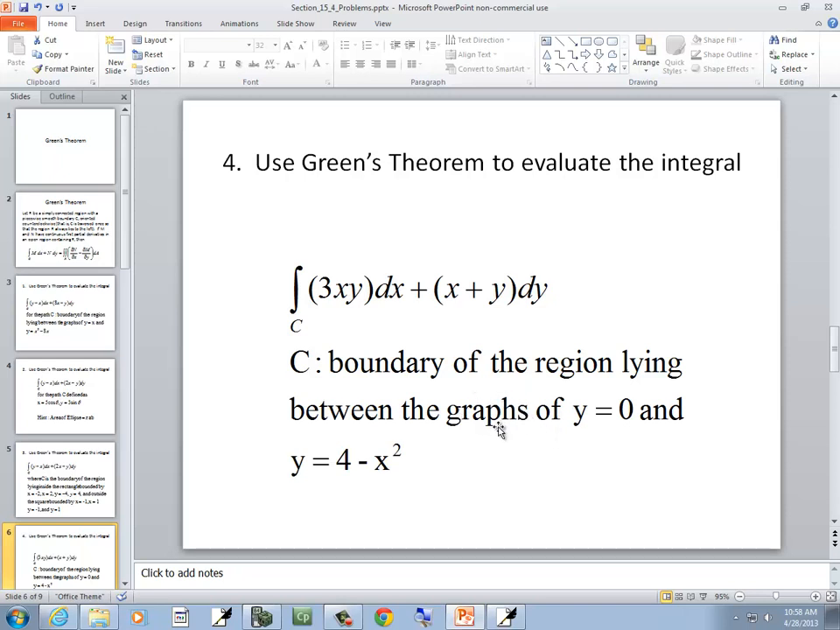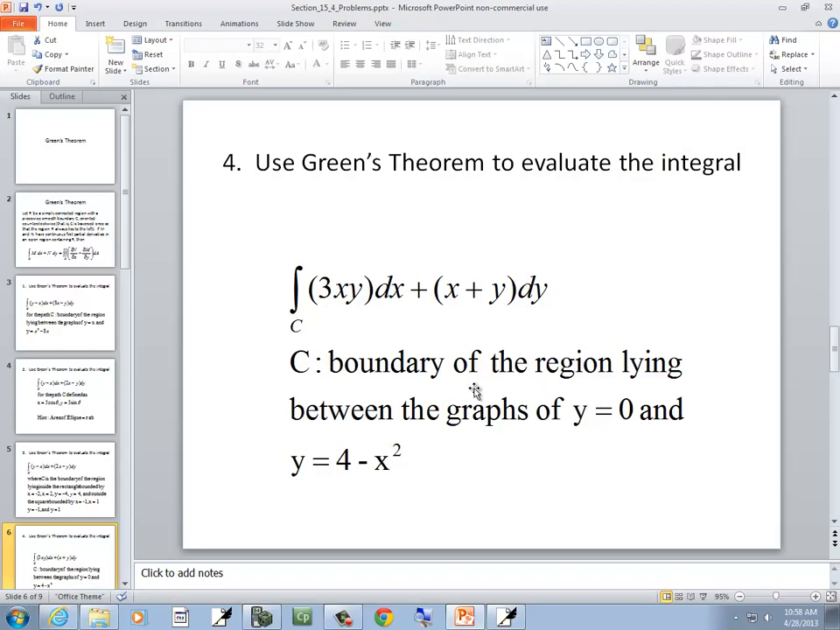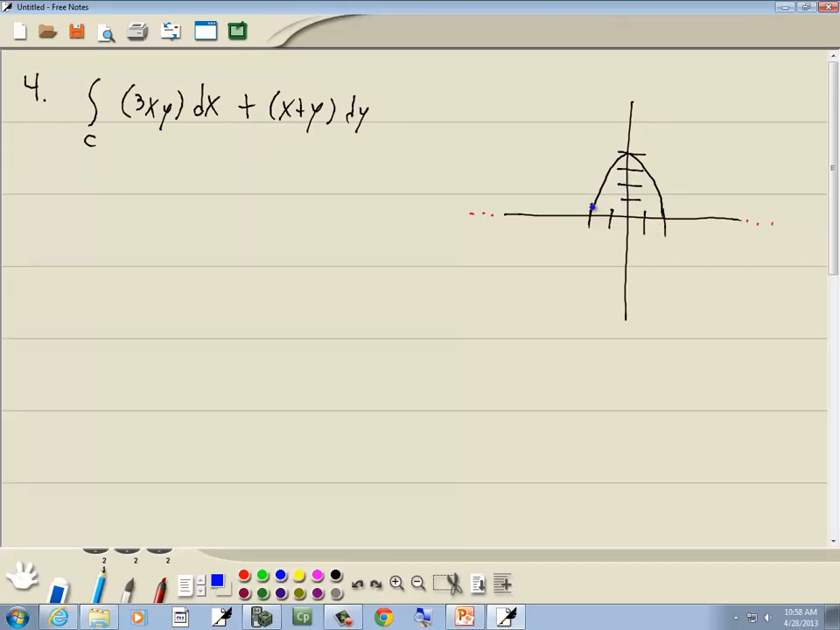So, boundary of the region between the graphs of y equals 0 and y equals 4 minus x squared. Well, 4 minus x squared opens downward from 4, like that. And y equals 0 will be the line going across there. So what we're talking about here is the boundary of the region, so it's going around this right here. So that's our boundary.